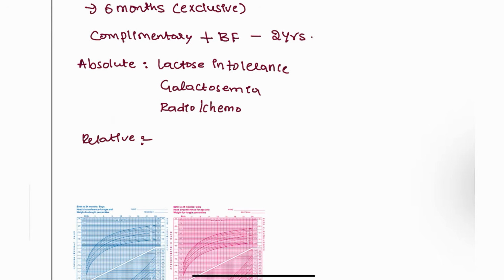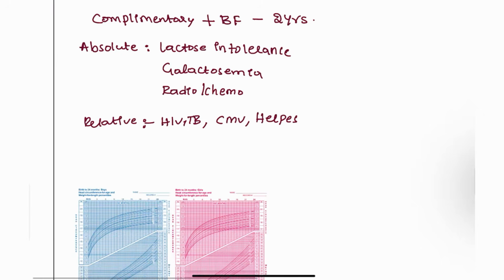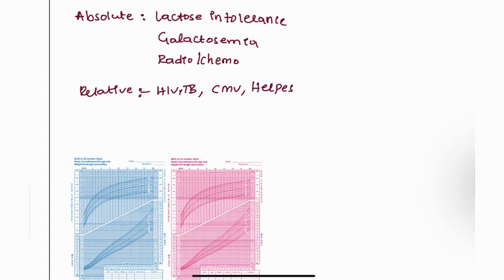So those who are suffering from HIV or active TB or TB therapy, those who have active CMV, active herpes lesions near the breast. So these are also contraindicated. Next, those who are taking antiretroviral therapy, it is also not given nowadays, but accordingly it is changed over the time. So these are the relative contraindications in the baby.